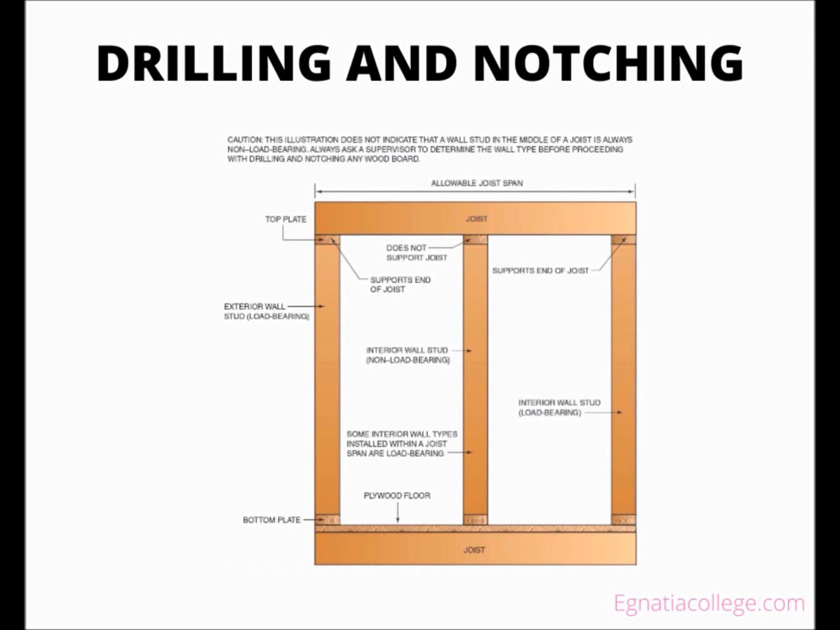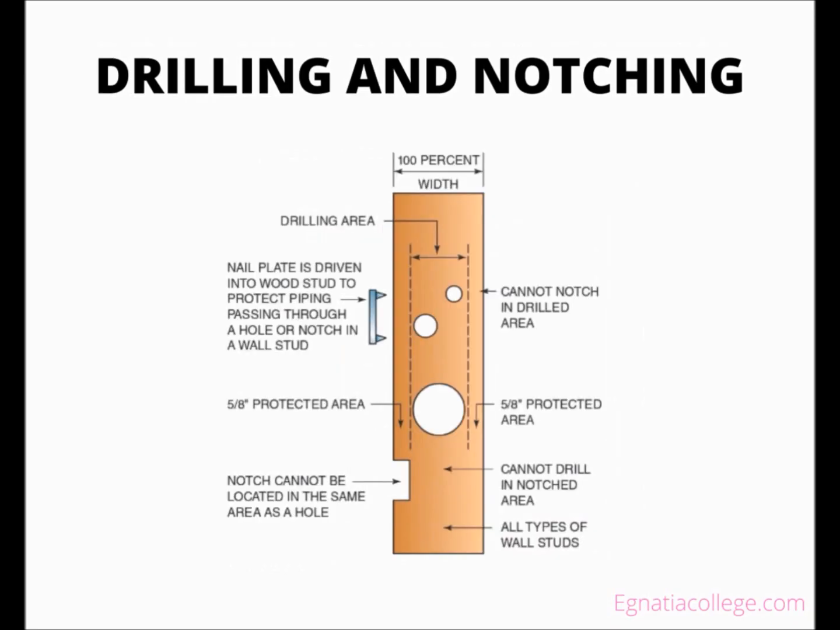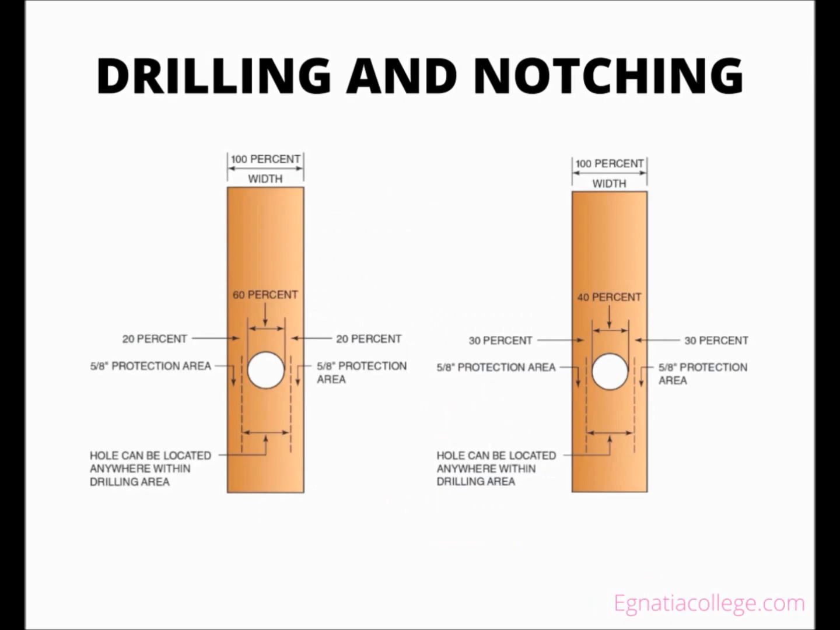Exterior walls are load-bearing and are typically regulated like interior load-bearing walls. Some interior walls are classified as partition walls, and are regulated differently, with fewer restrictions than load-bearing walls. The location of a drilled hole or notched area is regulated to protect the structural integrity of a wall stud. A notch and a hole cannot be located in the same area, and a hole cannot protrude into a 5/8 inch protected area on either edge of a wall stud.